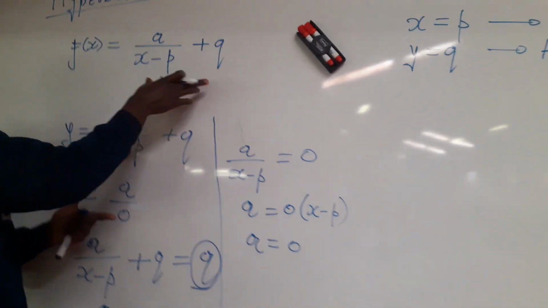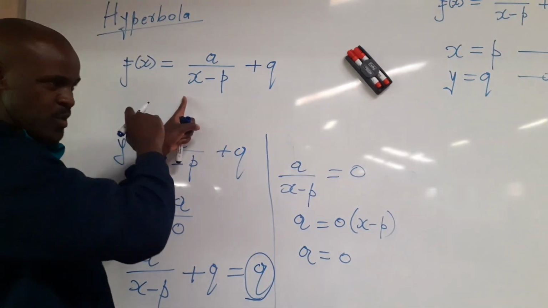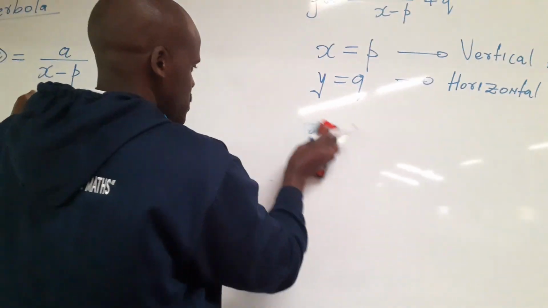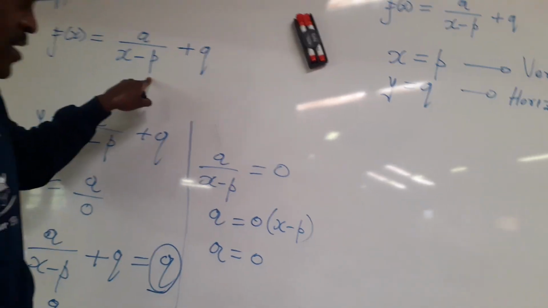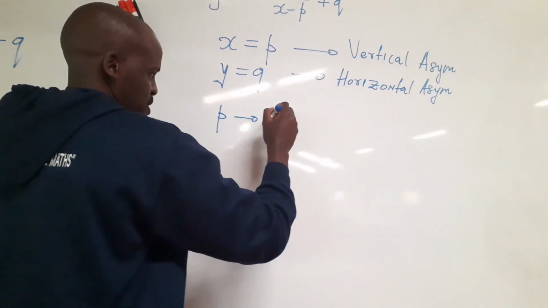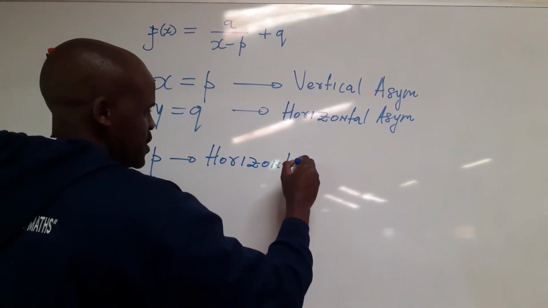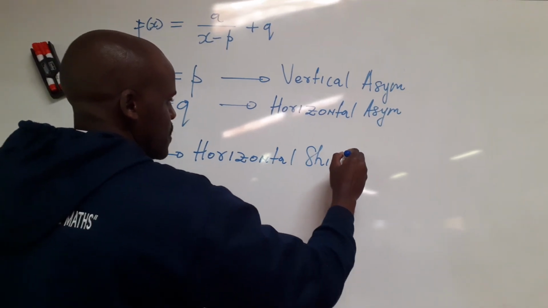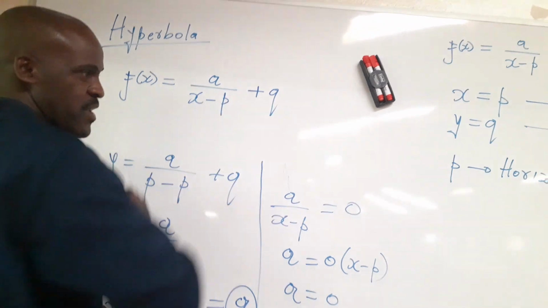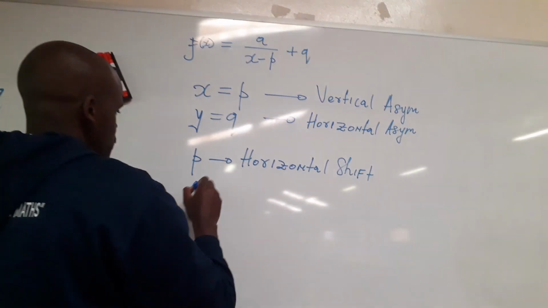Remember that these are the shifts. x minus p, we are shifting horizontally. So p represents a horizontal shift. Whereas when you look here, we've got y is equal to this plus something. So that's a vertical shift. q is a vertical shift.